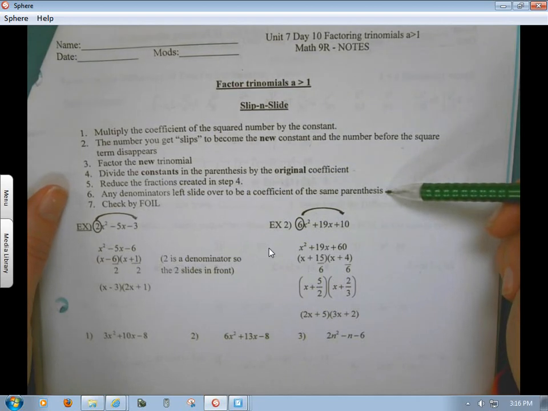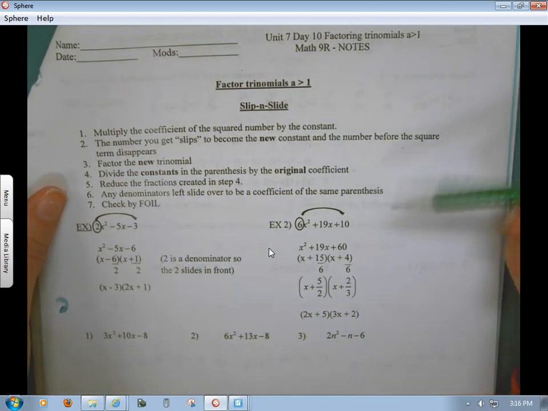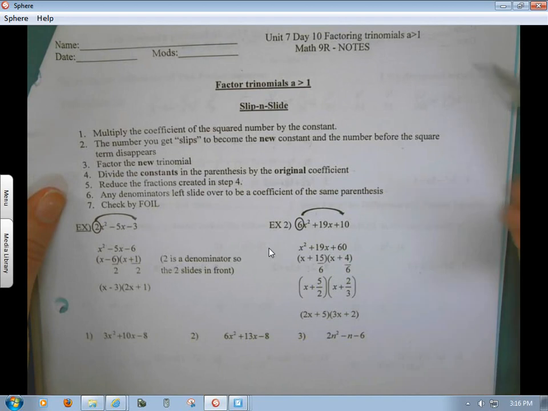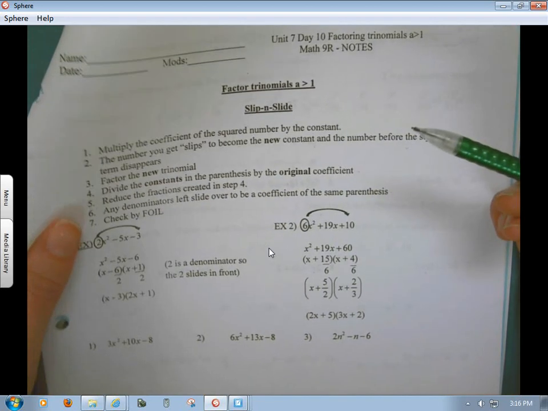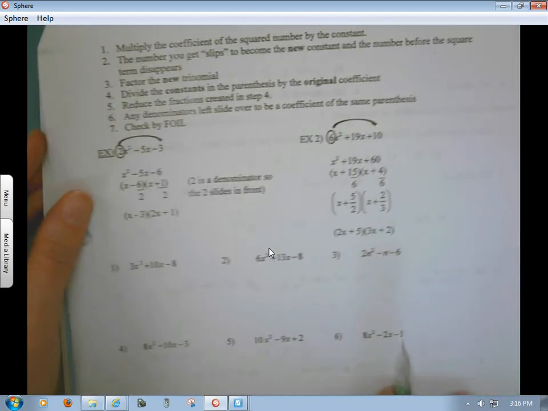It sounds really confusing, and at first it's going to look confusing. The more you do it, the easier it gets. So, let me walk you through the examples.